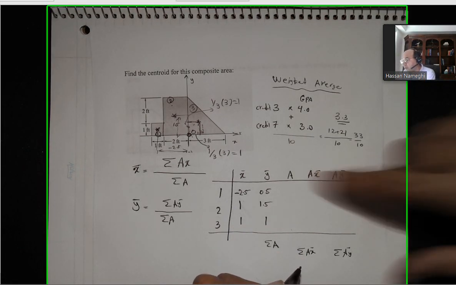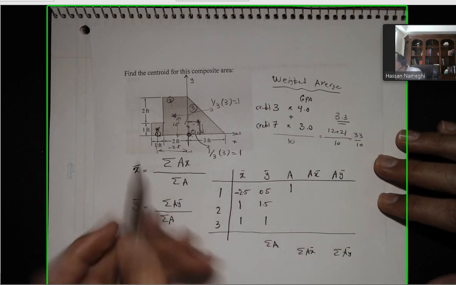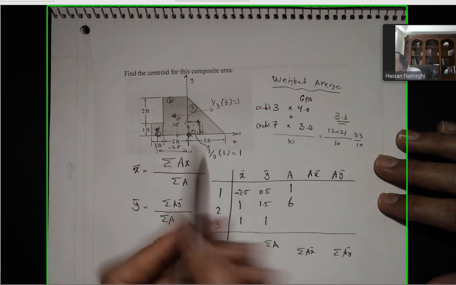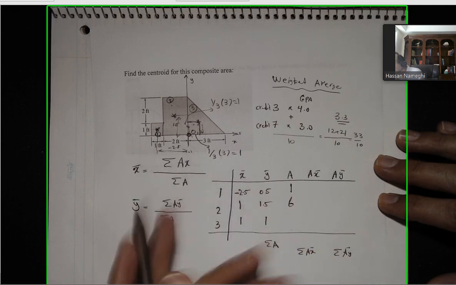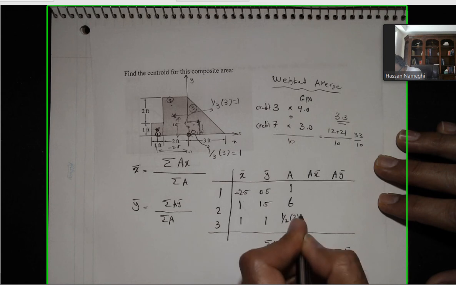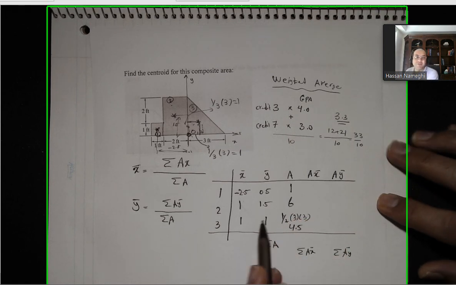So let's move on to the area. The area for the first one is 1 times 1, which is 1. The area for the second one is 3 times 2, which is 6. The area for the triangle is half of the base times height, so half of 3 times 3. The answer is 4.5.